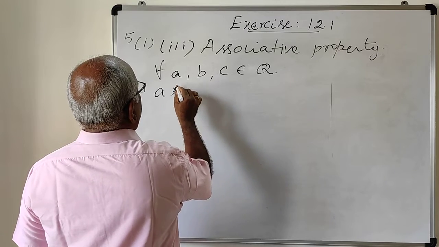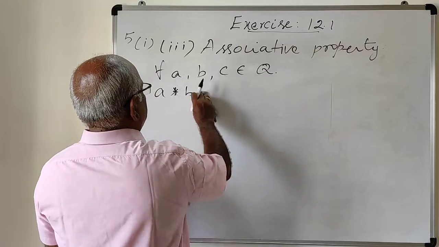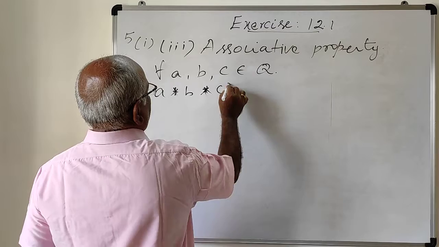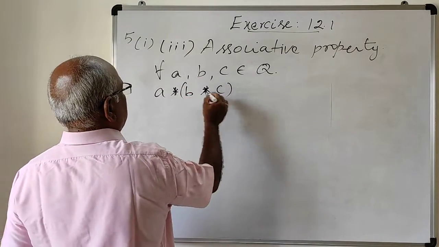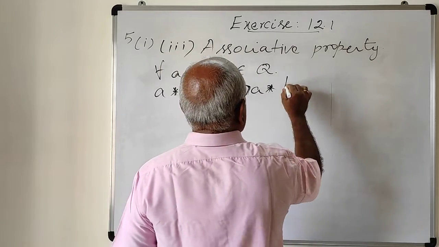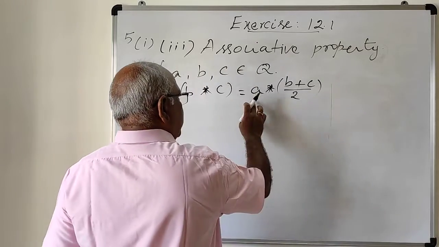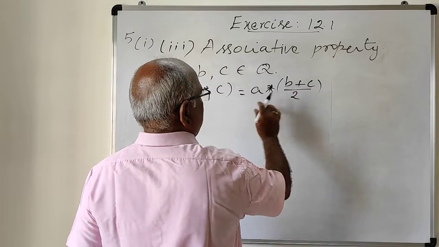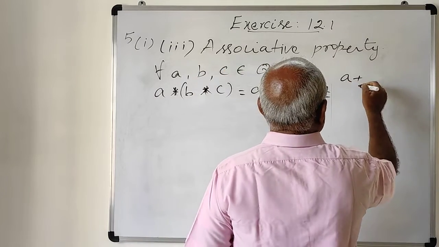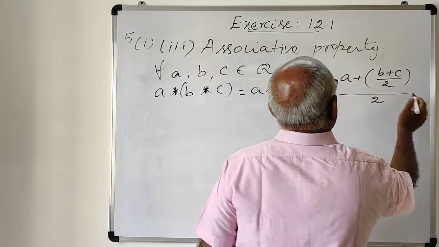the associative property is a star (b star c) equal to (a star b) star c. Take a star (b star c). By definition, b star c is (b plus c) by 2. So it is a star (b plus c by 2), which is equal to (a plus (b plus c by 2)) the whole divided by 2.